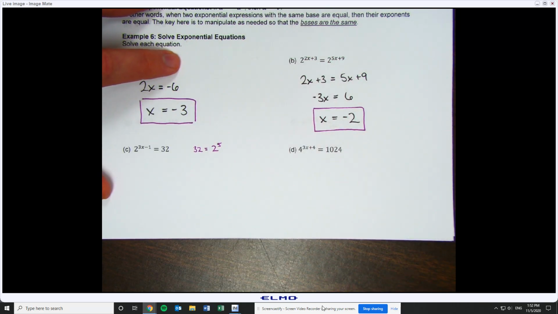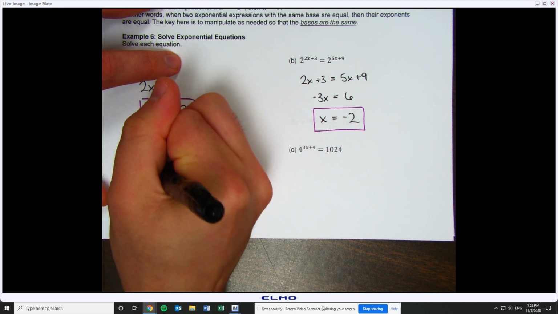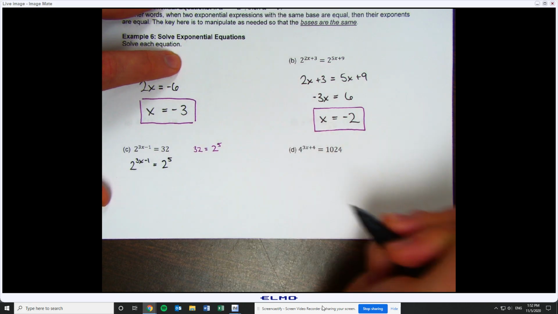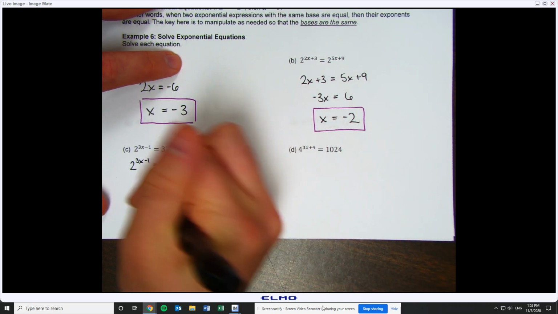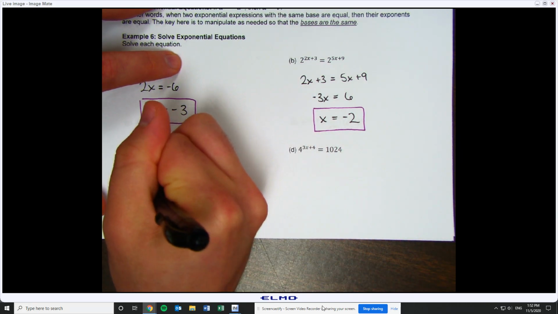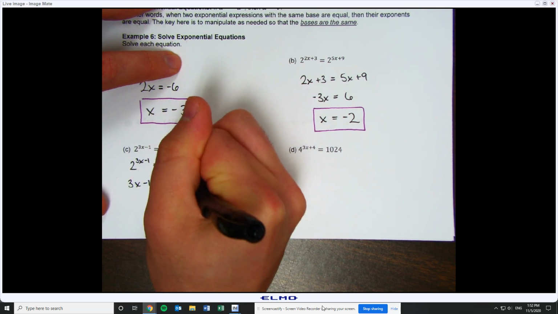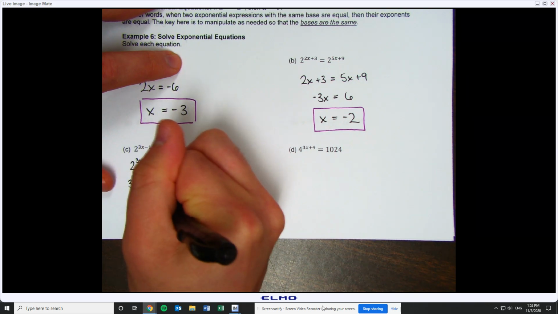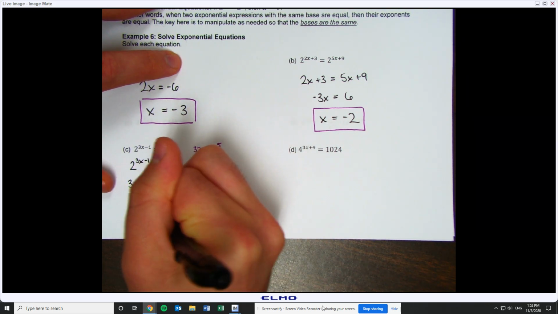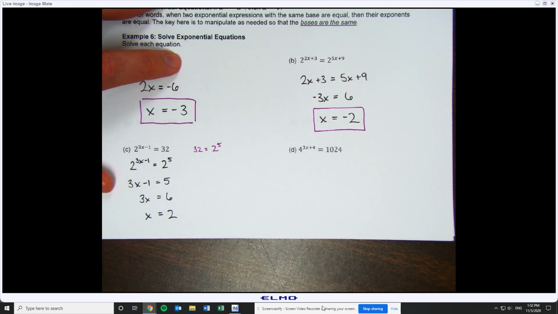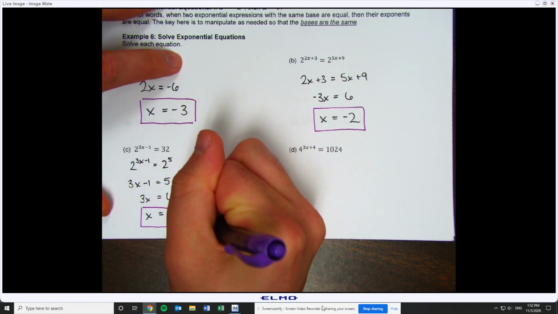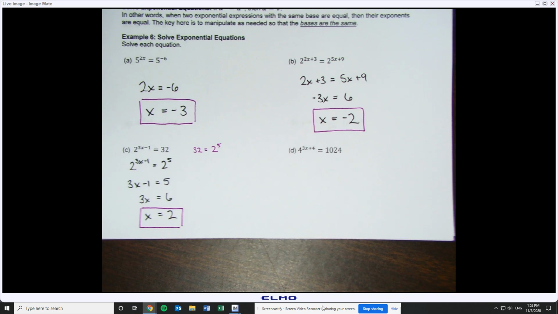That's important because now I can rewrite my problem 2 to the 3x minus 1 equals 2 to the 5th. Now they have the same exact base, so I can ignore the base and set the exponents equal. Okay, now I'll add the 1, divide by the 3, and I get x equals 2. Done. So first thing you should always do, they have the same base?